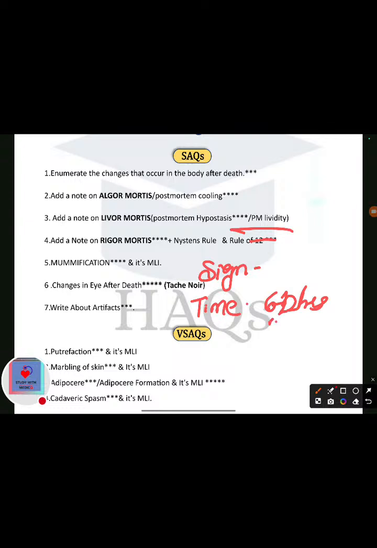And lividity is developed within 4 hours. In 1 to 4 hours, intensity will increase. Then at 6 to 12 hours it is at maximum extent, and after 6 to 12 hours it is fixed. So it will tell you the approximate time. It also indicates the posture of the body, because of the dependent parts: if supine, the back will be involved. That also indicates shifting of the body.